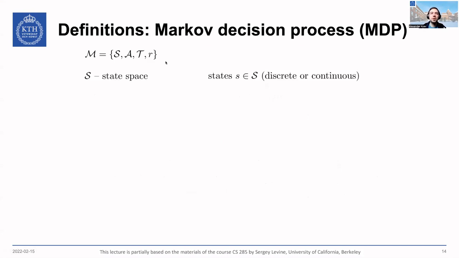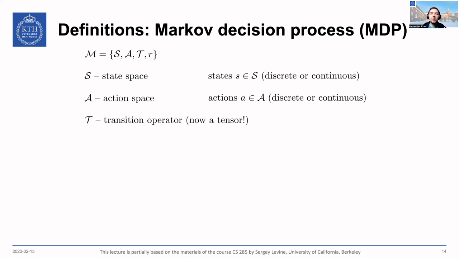So again, we have the state space. We have a system that can attain different states. And we have an action space. So basically, by applying some action, we can go from one state to another. So now we don't have a single transition operator that goes from one state to another, but we also depend on the action that we take. That means that the transition operator now will depend both on the state and an action, and it is now not a matrix, but rather a tensor.